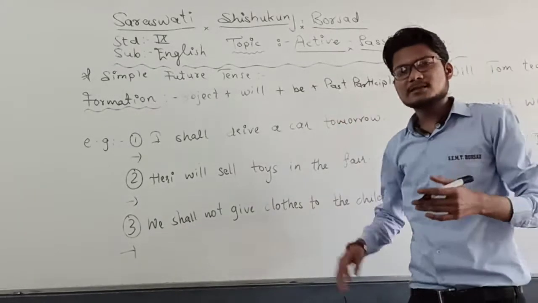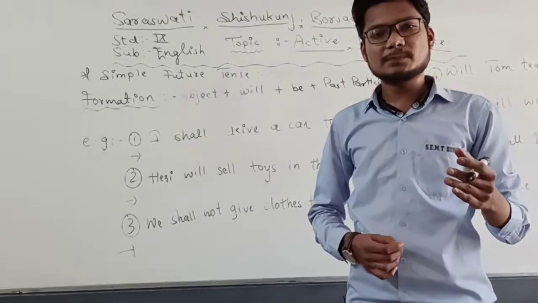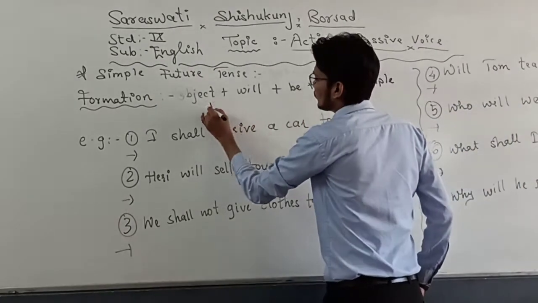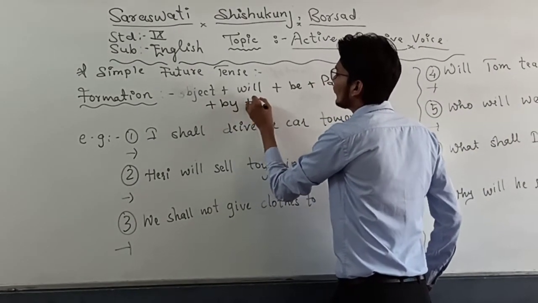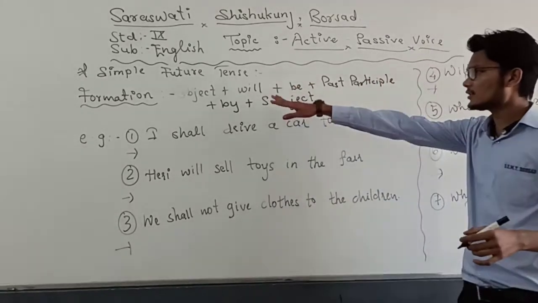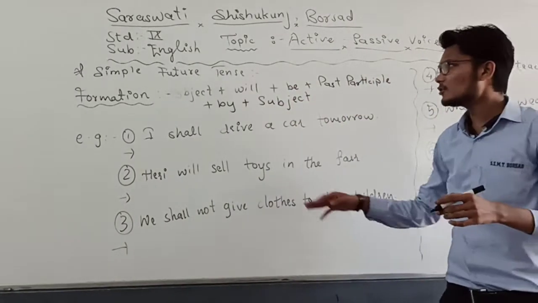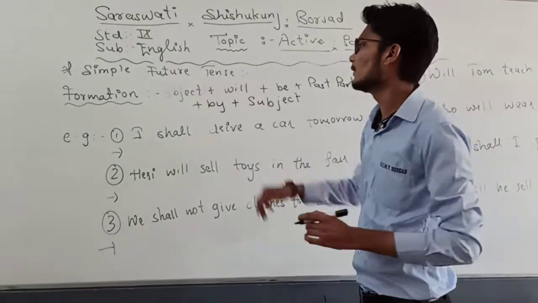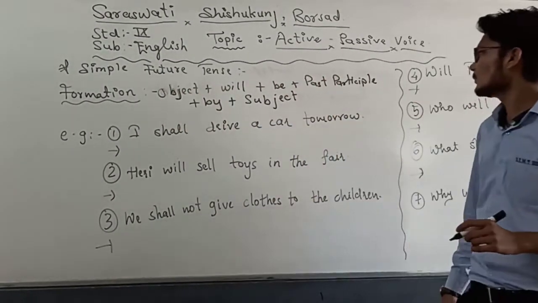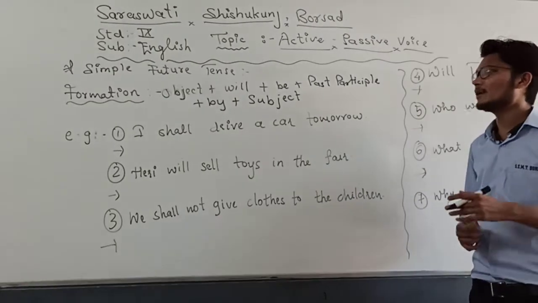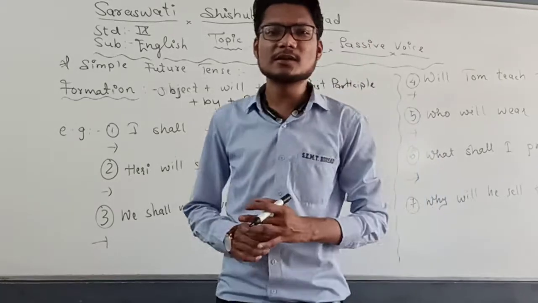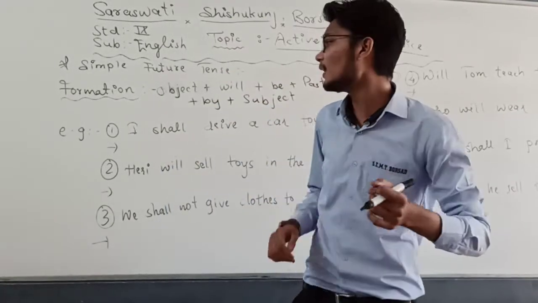As you know, in passive voice we always use the past participle, or V3, of the verb form. And at last you have to add by and the subject. So this is the formation to make passive voice for the simple future tense: object plus will plus be plus past participle plus by and subject. Now let us discuss some examples so that you can get some idea.